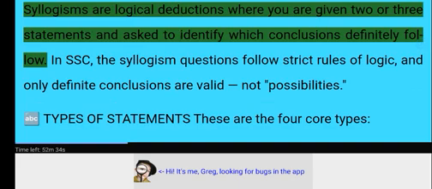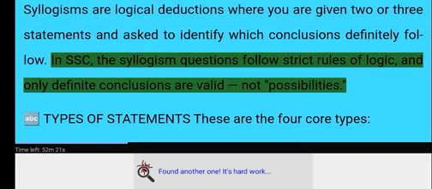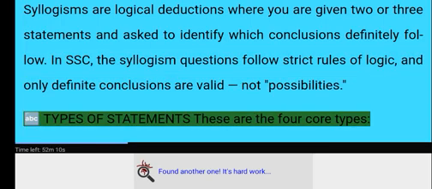Syllogisms are logical deductions where you are given 2 or 3 statements and asked to identify which conclusions definitely follow. In SSC, syllogism questions follow strict rules of logic, and only definite conclusions are valid, not possibilities. Types of statements: these are the 4 core types.